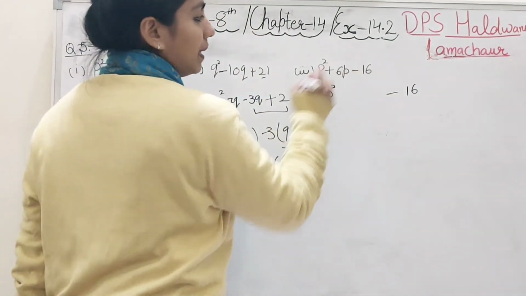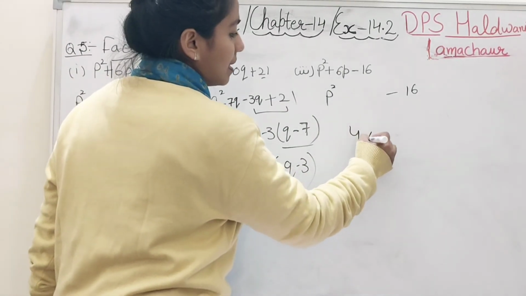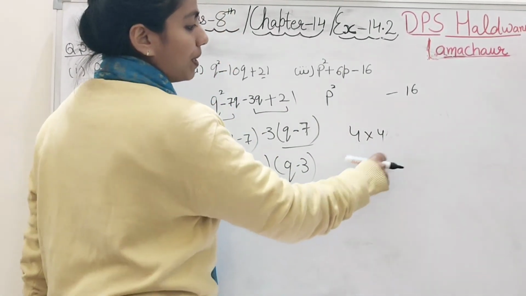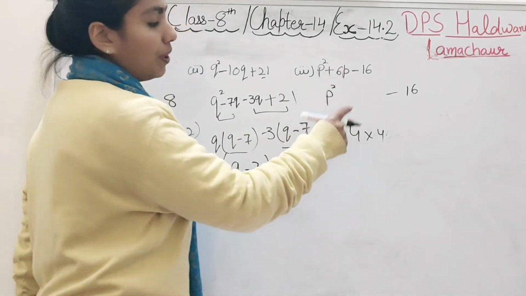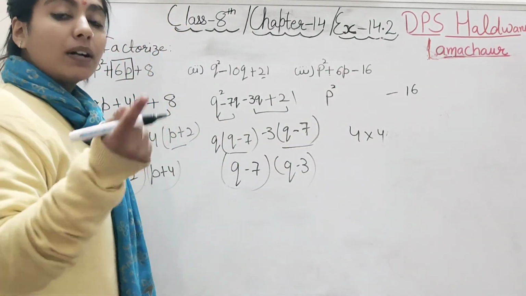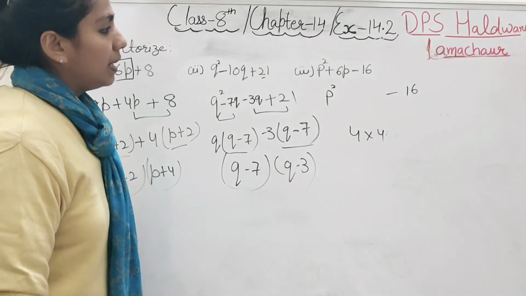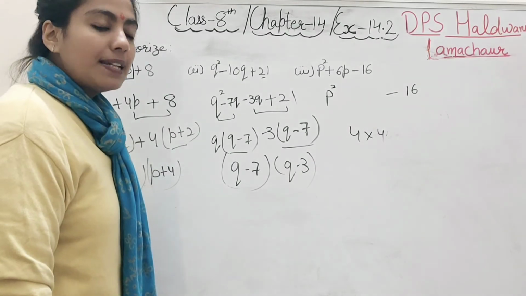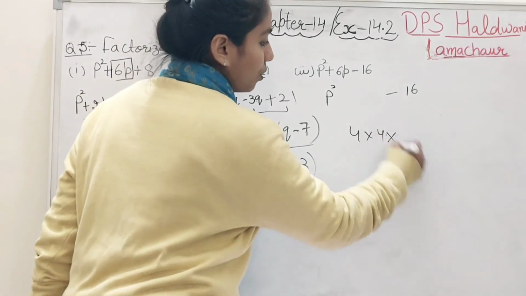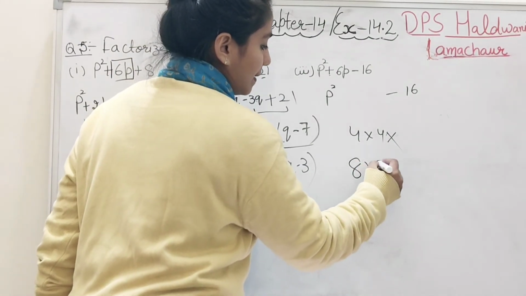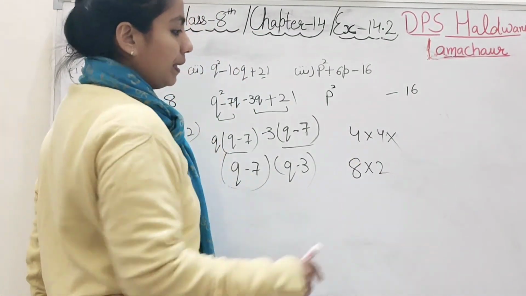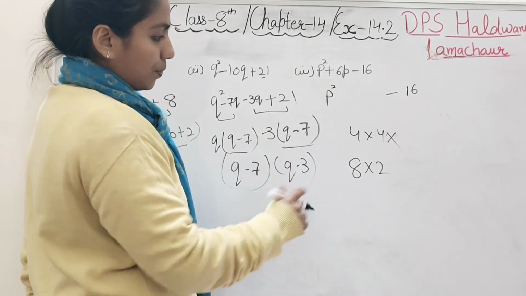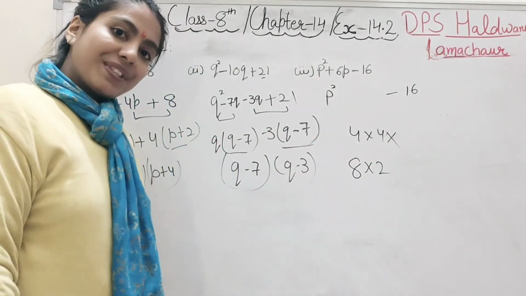So splitting the middle term, 4 4s are 16. Right, 4 plus 4 is 8 and 4 minus 4 is 0. Here there is plus, so both terms should be plus or the bigger digit should be plus. Right, what else is a factor of 16? 8. So it is not possible. 8 2s are 16. Yes, 8 2s are 16 and 8 plus 2 is 10. We want 6. So 8 minus 2 is 6.